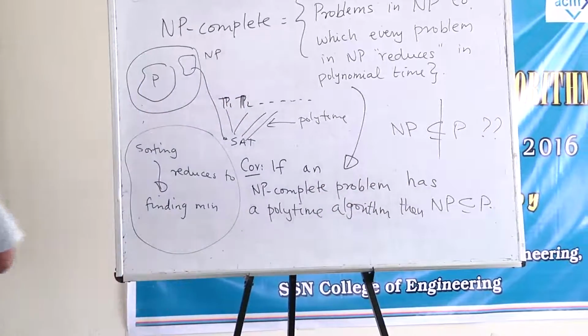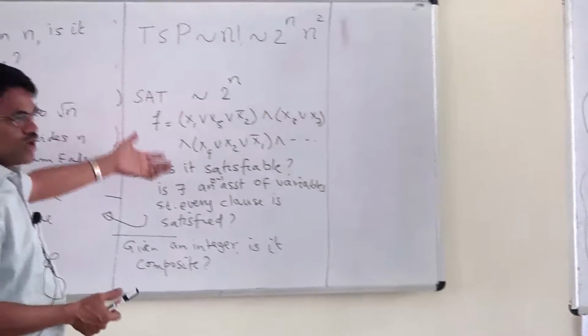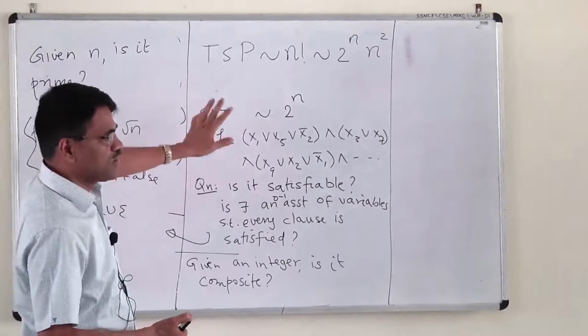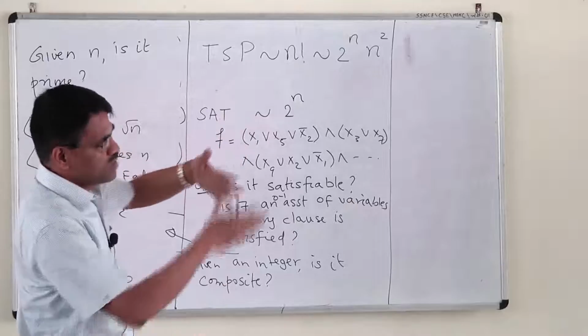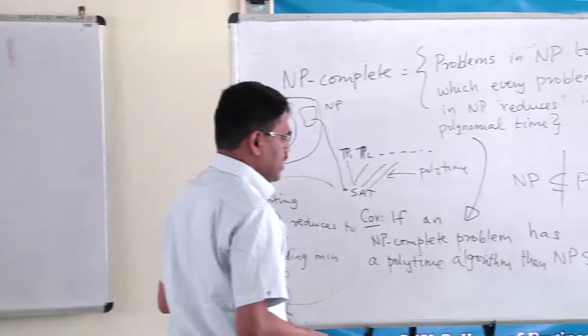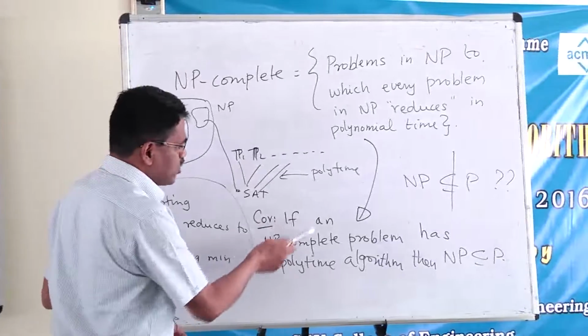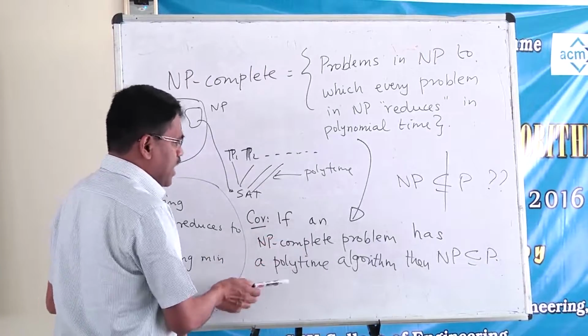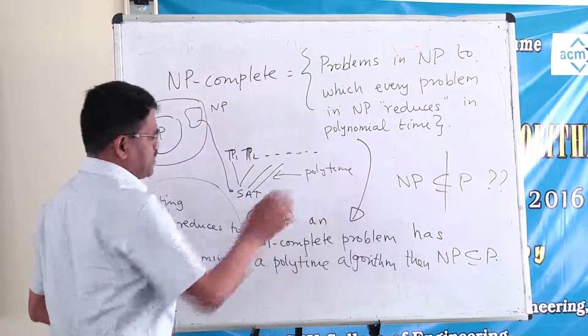And we have some evidence: there are these problems where people have tried hard, and they're not able to come up with a polynomial time algorithm. So these are witnesses for these problems. But we know more. Okay, so this is the corollary: if an NP-complete problem has a polynomial time algorithm, then NP is contained in P.